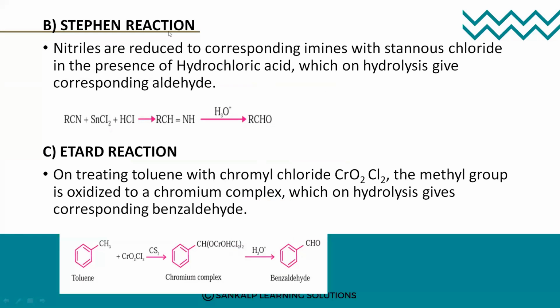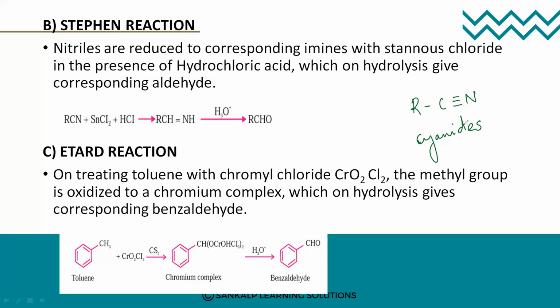So what are we doing in Stephen reaction? In Stephen reaction, we have taken nitriles. What do you mean by nitriles? Nitriles are also called cyanides. CN is the cyanide group. So nitriles are also called cyanides.